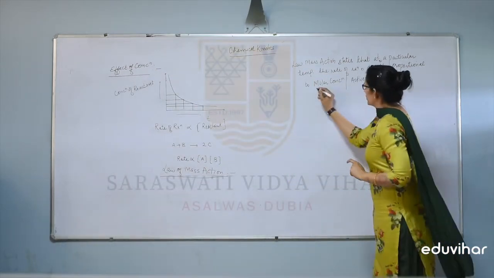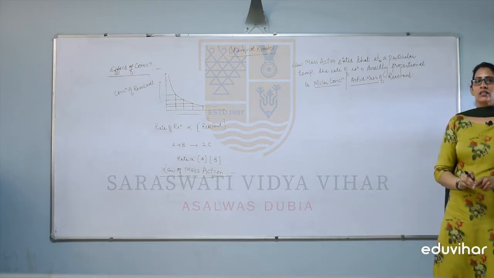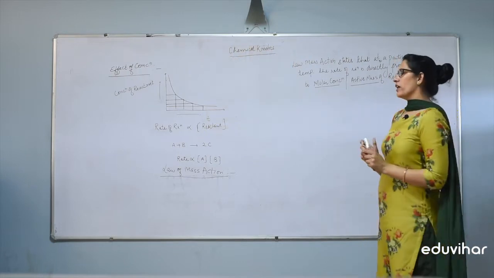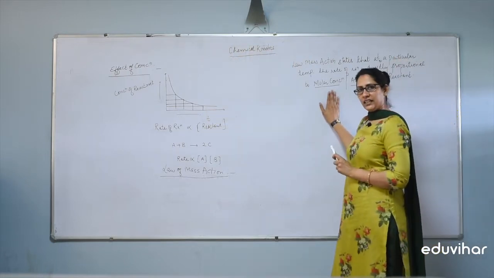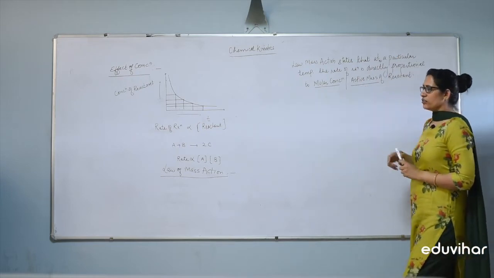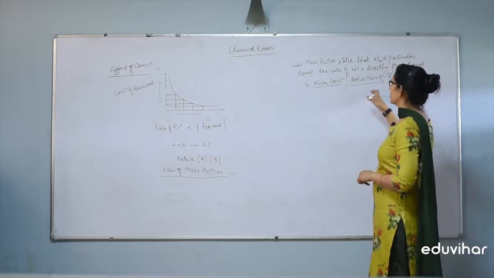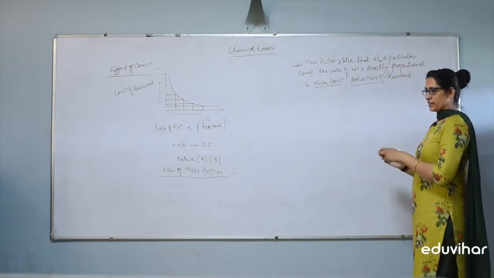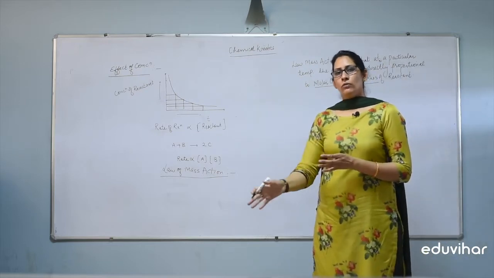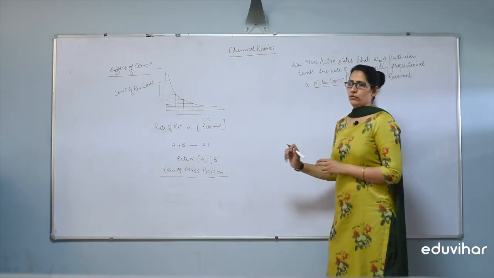Here I am writing two words, the molar concentration and active mass. Molar concentration means number of moles per unit volume of any reactant present, and that is known as active mass. Active mass is also known as the molar concentration, and molar concentration is known as active mass. It means how many moles per unit volume of reactant are present, that tells us about the rate of reaction.